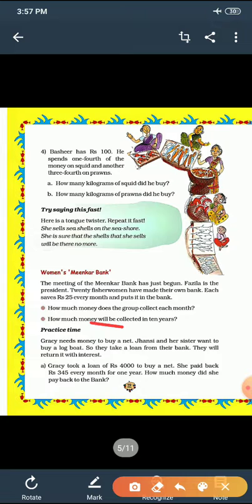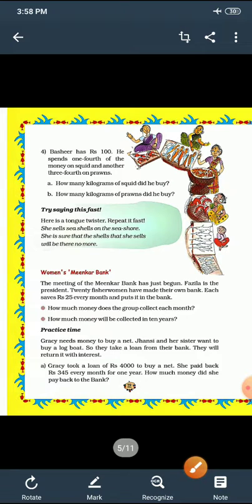Now they took a loan of 4,000. She paid back 345 every month for 1 year. How much did she pay back to the bank? Now it is asked how much she has returned.